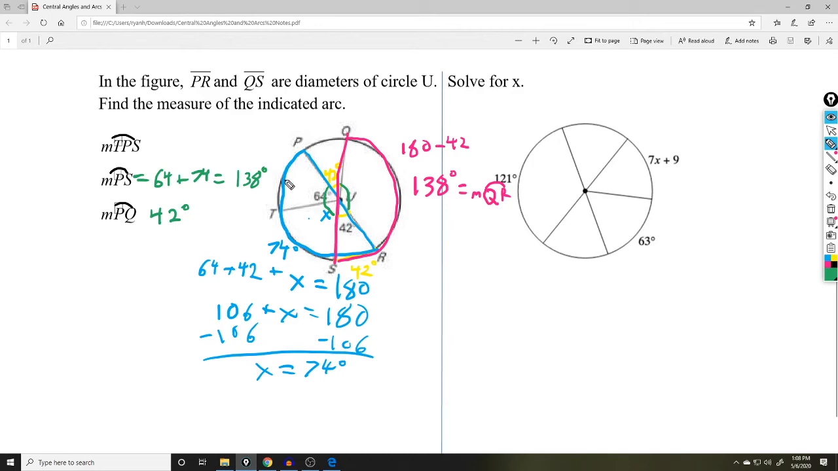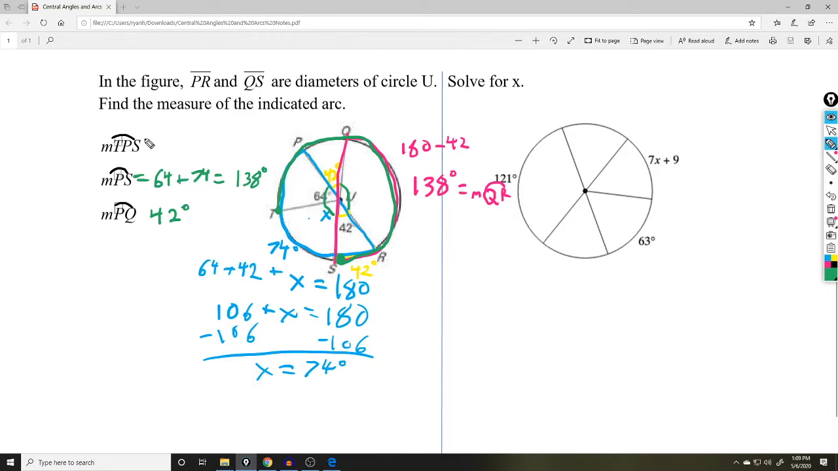Now, last one, TPS. Ooh, 3 letters. That means we're looking at a major arc. That means instead of going from T straight to S, we're going from T and we have to cross through P and then go all the way around to S. This is the major arc that we're looking for. And what you can do is the same thing we did here. We can combine the angles that we have. We got the 64 and the 42 and 138 and the 42, and we can add those together.